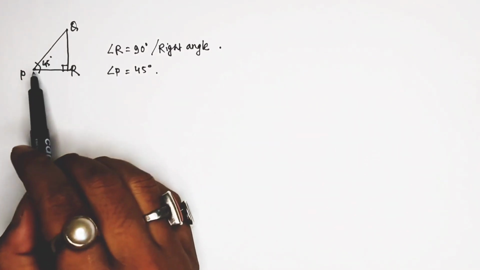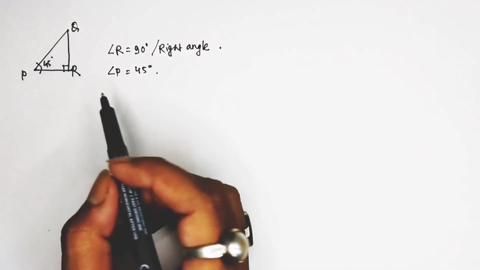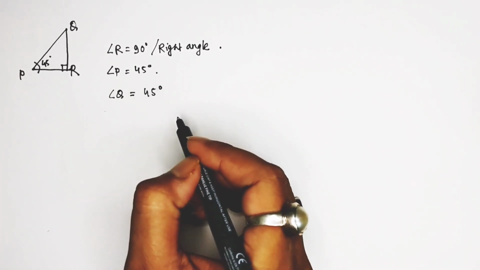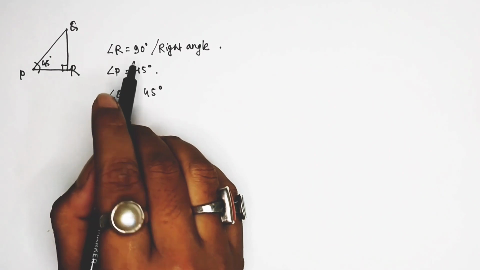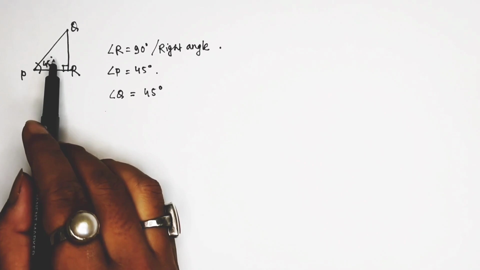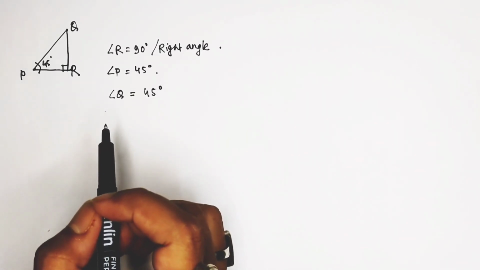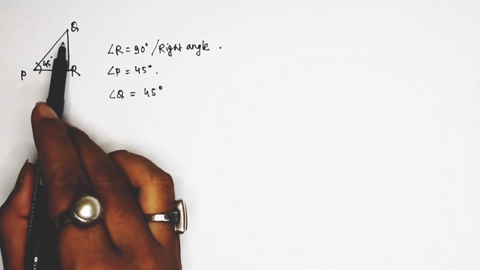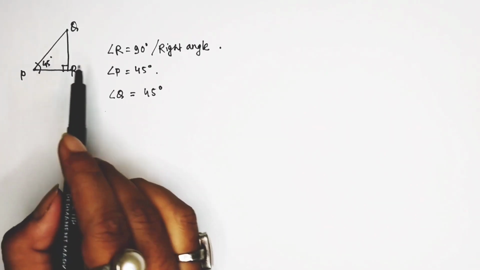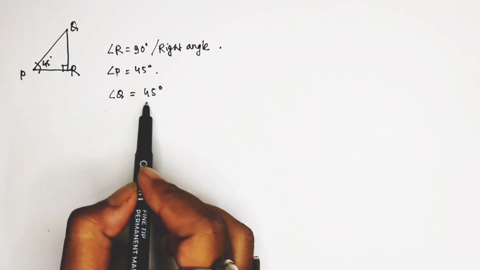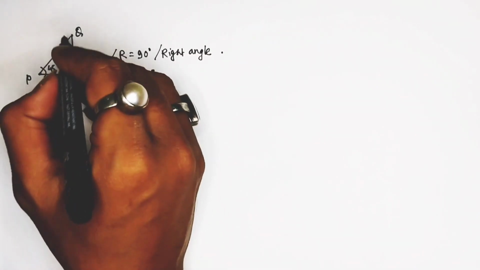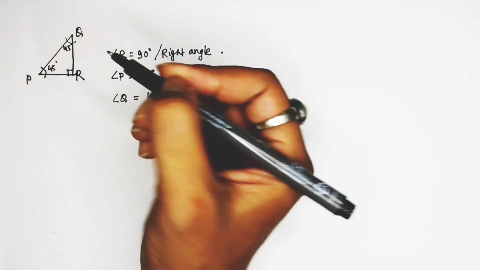So here in this right angle triangle, the third angle Q is equal to 45 degree also, because we already know that the sum of all interior angles of a triangle is 180 degree. So here angle Q is 180 minus (90 plus 45), that is 180 minus 135, that is 45 degree. So in this triangle, angle P is 45 degree and angle Q is also 45 degree.